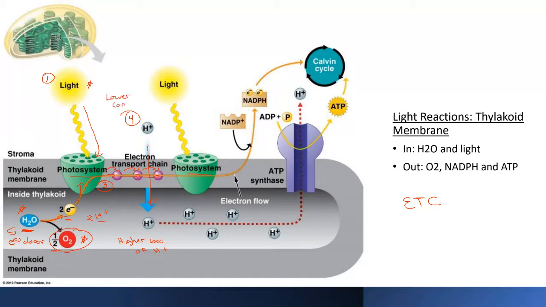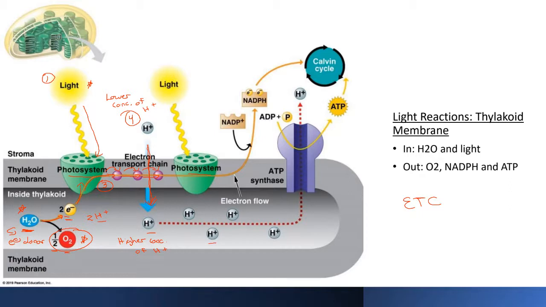Lower concentration of hydrogen ions. So we're using the energy of the electrons to pump hydrogen ions from an area of low concentration to high concentration. And you know that in order to go from low to high, we need some energy for that. The electron provides that energy. And now we end up with a lot of hydrogen ions here, right?